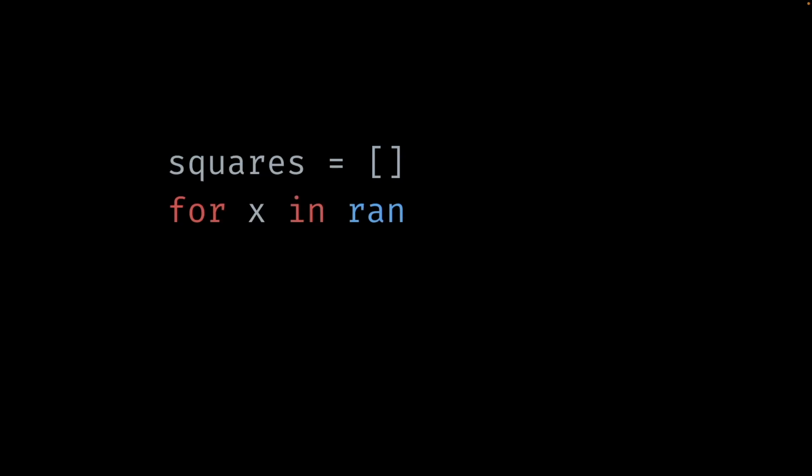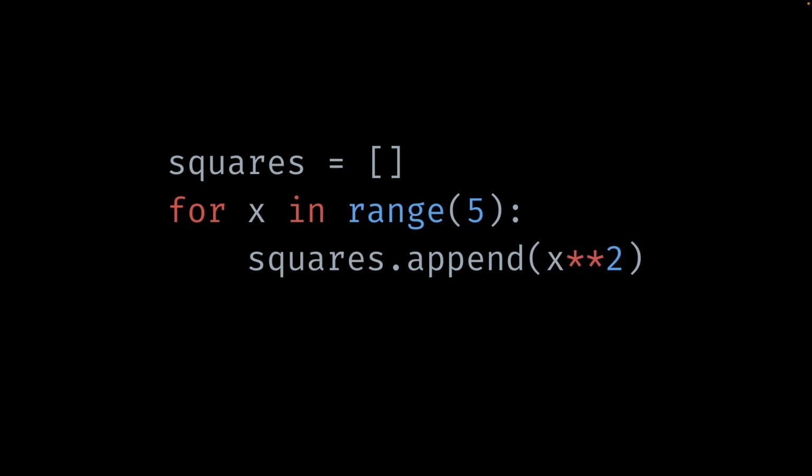A common operation in programming is building a list through iteration. This example uses a for loop to create a list of squared numbers. Python offers a more concise way to do this through list comprehensions.